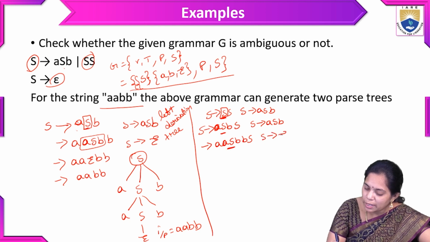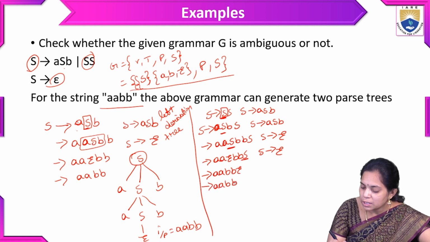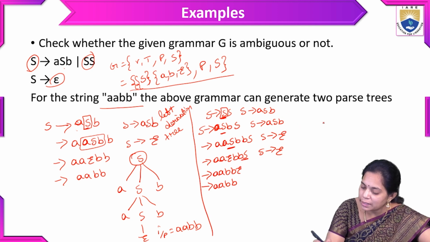So S tends to epsilon. So A, epsilon, B, B, S. And again we have to replace this S. So S tends to epsilon. So A, B, B, epsilon. So finally we got the input string A, B, B. So for this one we will write the derivation tree.